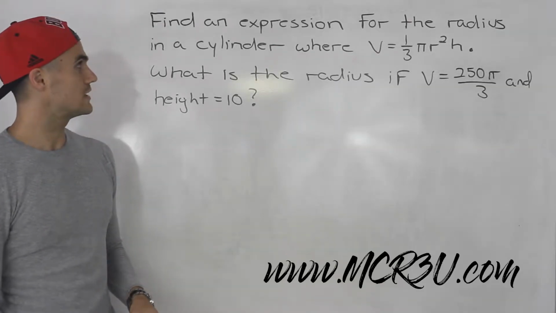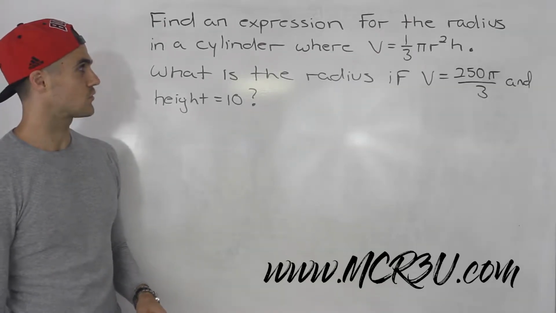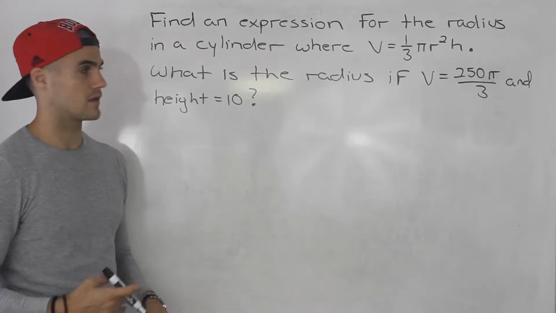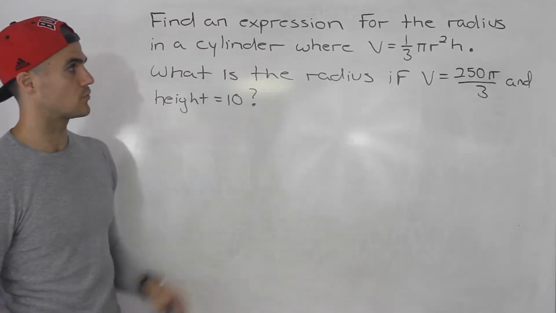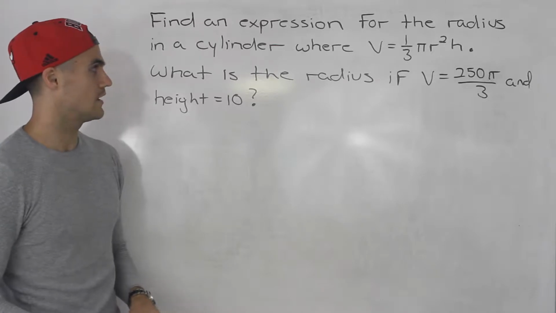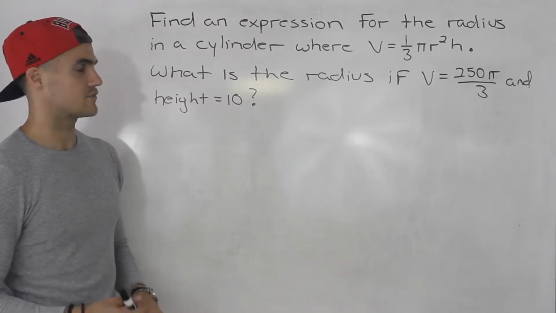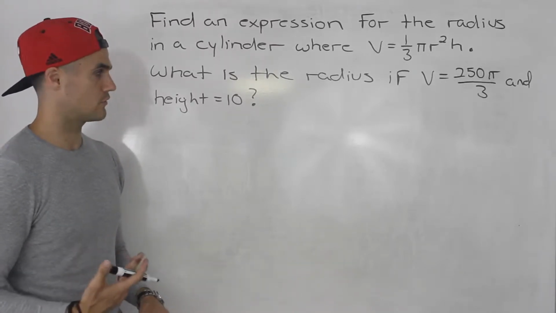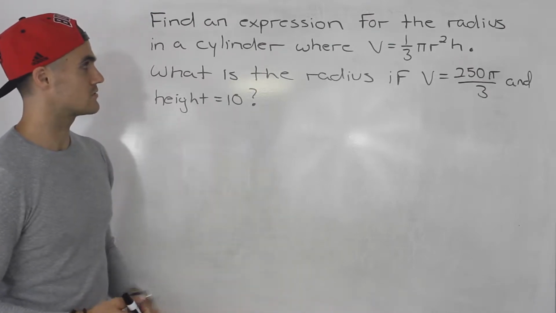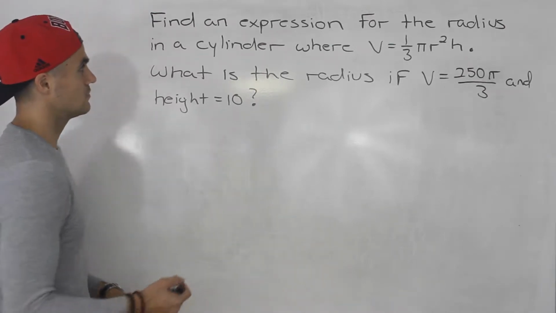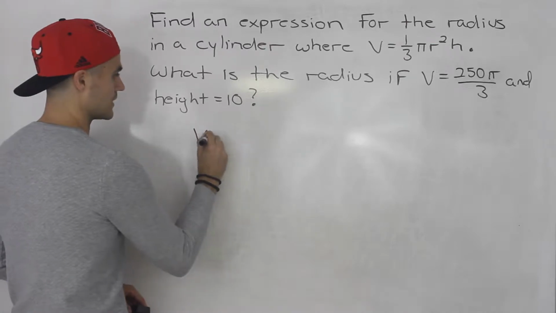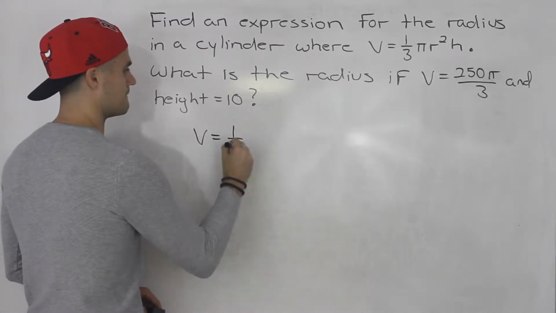Moving on to the next question. We have to find an expression for the radius in a cylinder, and the volume for a cylinder is equal to 1 over 3 pi r squared h. And then we have to find the radius if the volume is 250 pi over 3 and the height is equal to 10. So first thing we got to do is take this volume formula.